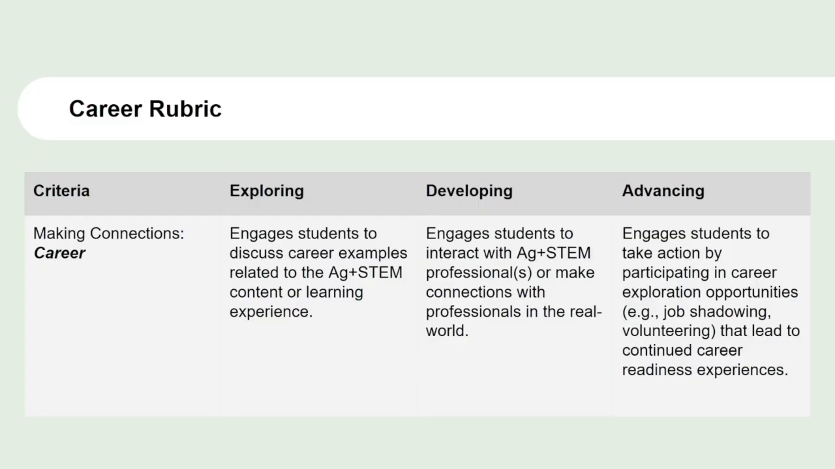So then to guide this, we come to our final section of the 3 C's of our rubric. Making career connections. So for exploring, this engages students to discuss career examples related to ag and STEM content or learning experiences. For developing, this really engages students to interact with ag and STEM professionals or make connections with professionals in the real world. For advancing, this engages students to take action by participating in career exploration opportunities. This could be job shadowing or volunteering that lead to continued career readiness experiences.